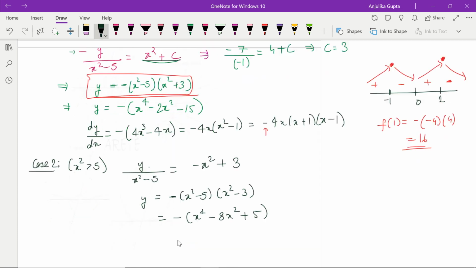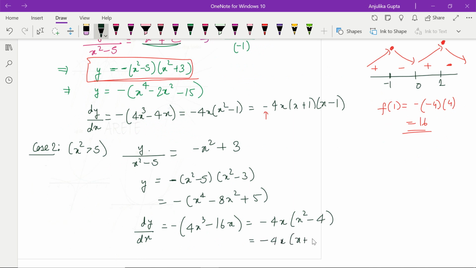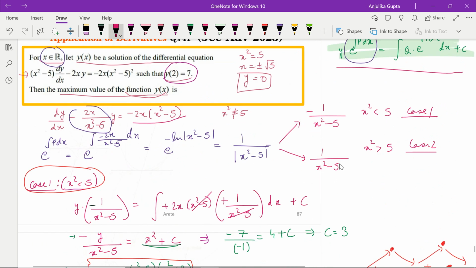Now here also let's find the derivative, let's find the critical point. What do you end up getting? Minus 4x cube minus how much? 16x, right? And then you can take out 4x outside. Now you see the critical points are what? X is 0 and plus minus 2. None of them lie in this particular case, so you don't have a critical point for this. So your final answer remains to be 16. F of 1 is 16 or f of minus 1 is 16. Your max value is 16.